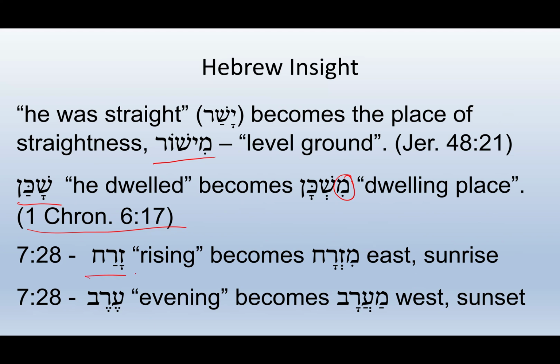And then zarach means rise, rising. You put a mem in front of it, mizrach becomes the place of rising, which is the east, or it could be referring to the sunrise, but it's the place of rising, mizrach. That's one of the ways of saying east. Kedem is another word for saying east. But this one is the place of the sunrise, actually. And then on the other side of that, we have erev, which means evening. And you put a mem in front of that, and it becomes ma'arav, the place of evening, or west, or the place where the sun sets.